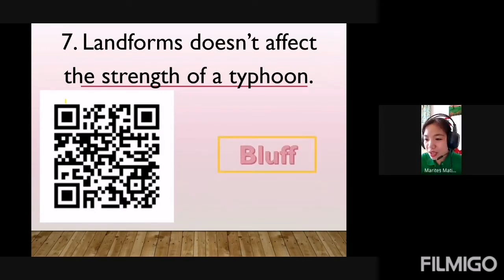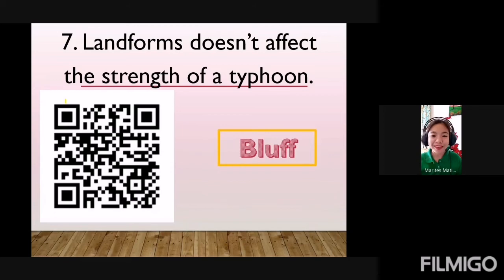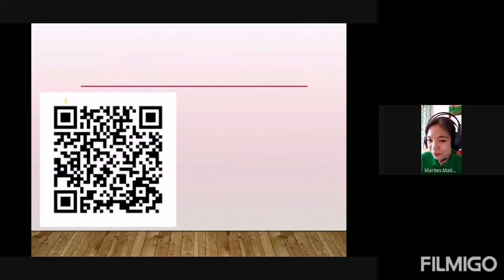Answer? Blank. Right? So, how landforms affect the strength of a typhoon again? Ma'am, it weakens. It weakens the typhoon. Okay, next, number 8. Timer starts now.